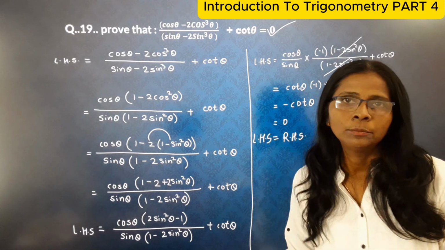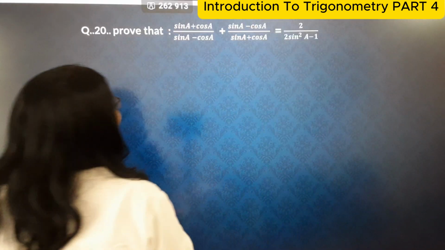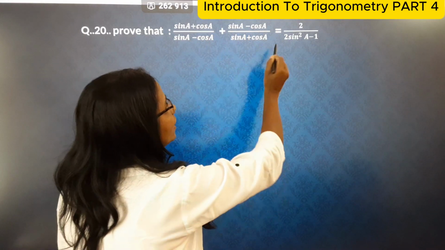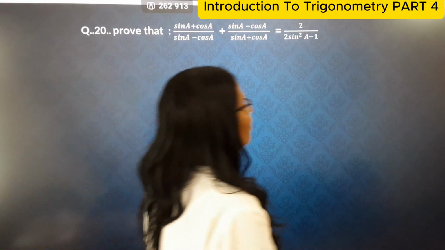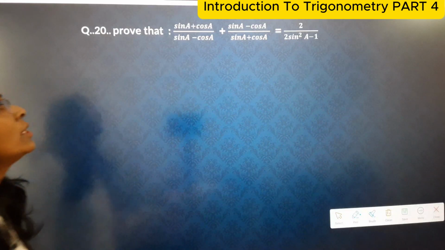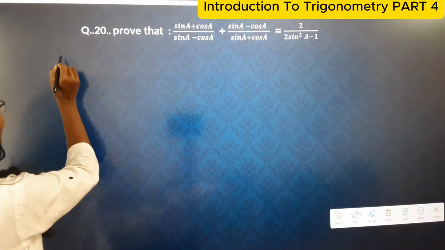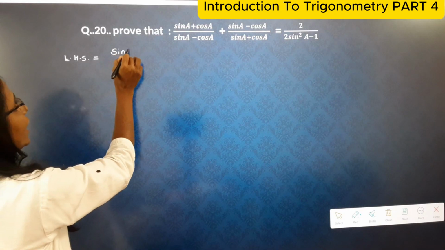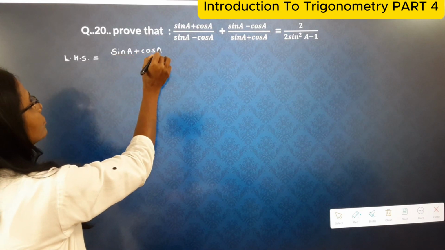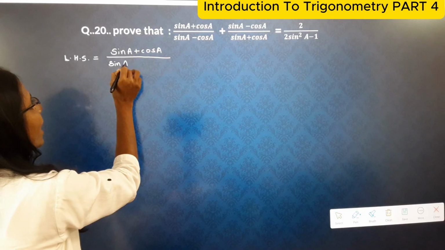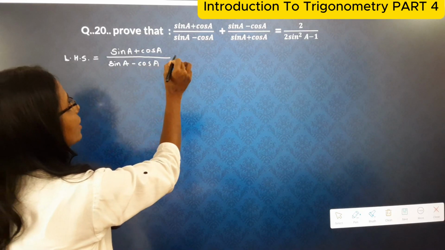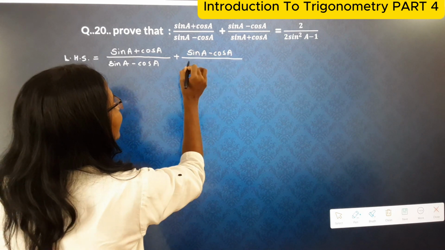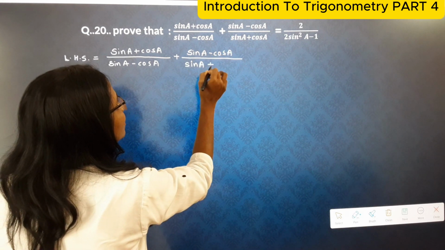Hence it is proved. Example 20, students: prove that sin A plus cos A upon sin A minus cos A plus sin A minus cos A upon sin A plus cos A is equal to 2 upon 2 sin square A minus 1. So here, students, first we write the LHS. LHS is equal to sin A plus cos A upon sin A minus cos A plus sin A minus cos A upon sin A plus cos A.